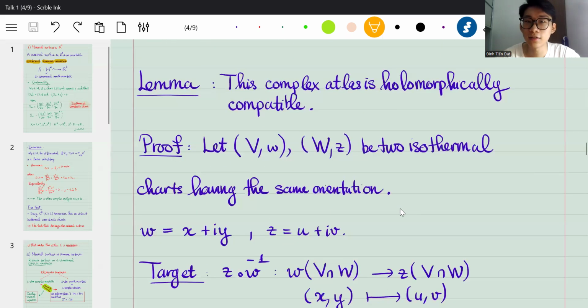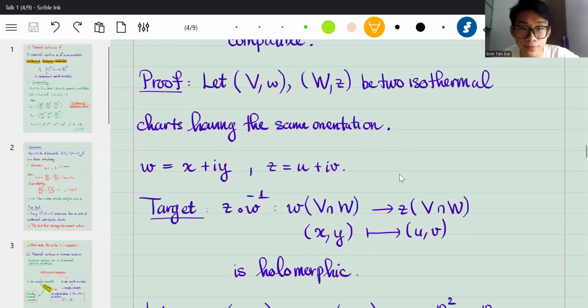So to show that something is compatible, we just get two charts that are not disjoint. That is, they have a non-empty intersection, and we're going to show that the map, the foot point map, is going to be holomorphic, right?